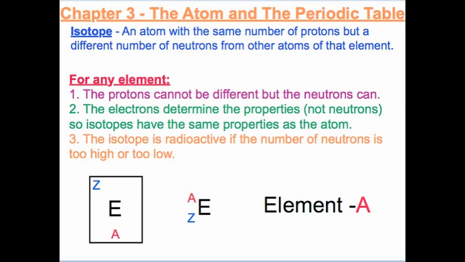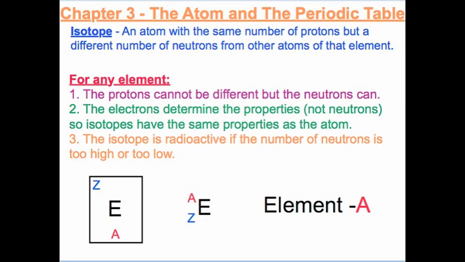The properties of an element are determined by the electrons. So regardless of the neutrons, whatever happens to the neutrons, the properties will be the same. The isotope, however, can be radioactive if the number of neutrons is too high, like it's gained too many neutrons, or it's too low, it lost too many neutrons.